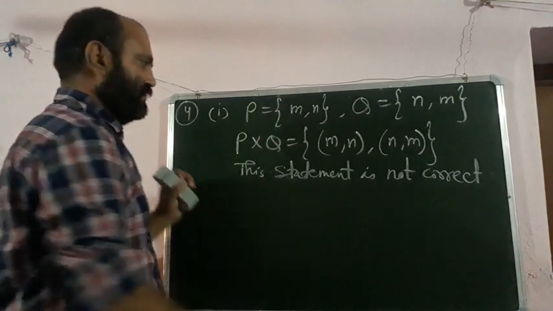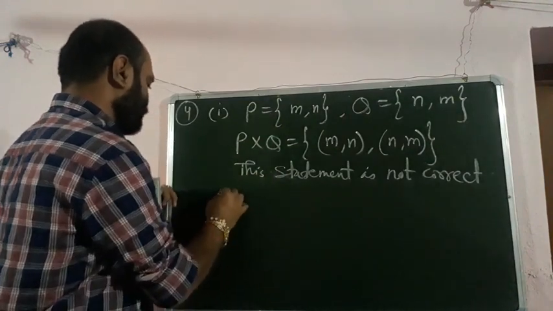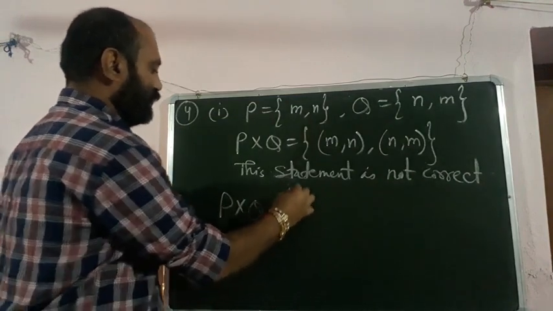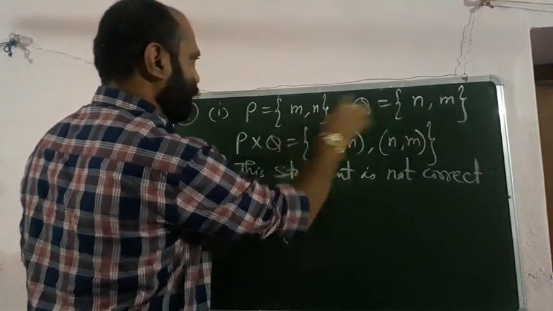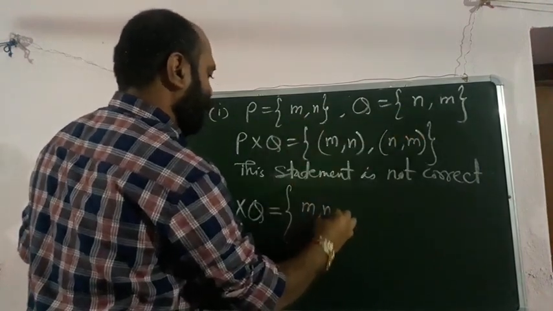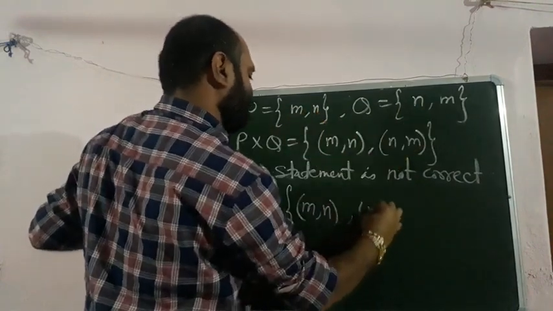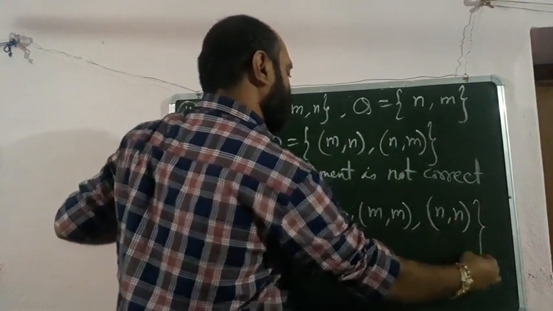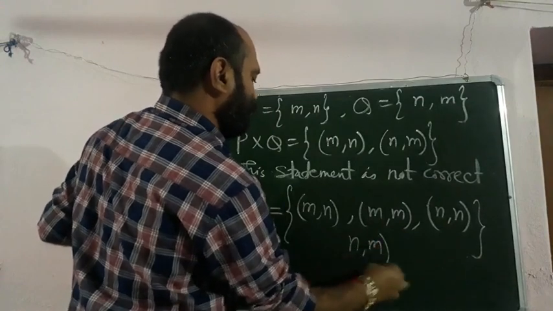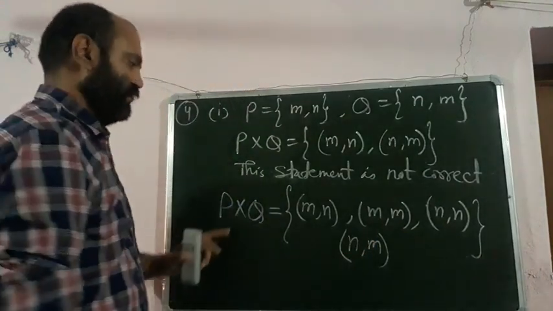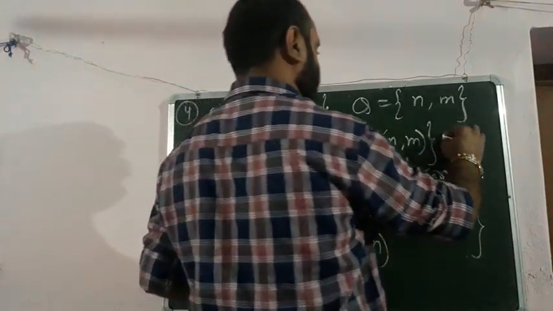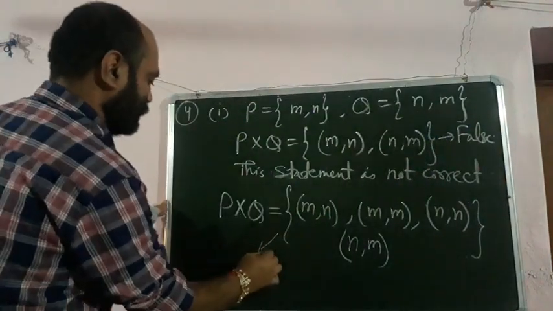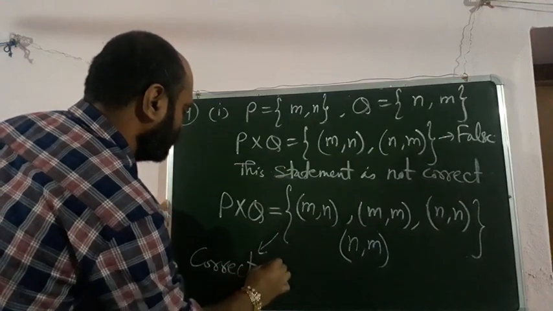So when we correct this statement, the correct statement is P cross Q is equal to M n, N m. So first we make M, N, then M comma M, then N comma N, and in the last N comma M. So there are 4 pairs in this P cross Q. This is the correct statement and this is the false statement.